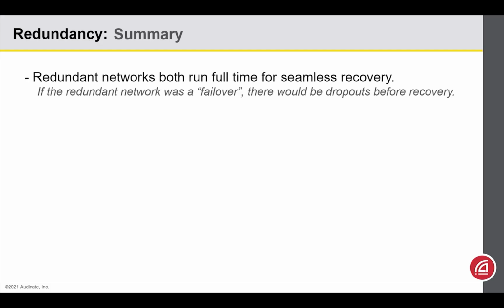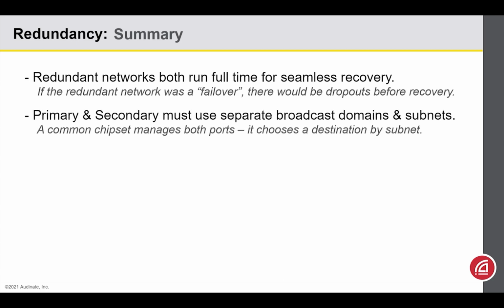As we know, some Dante devices will support redundant networks for mission-critical systems. Both networks run full-time, so if you're putting the primary and secondary on the same switch, consider that in your bandwidth planning. The primary and secondary networks must never be connected together. They can be on separate switches or at least on separate VLANs. The two networks must also use different IP subnets.